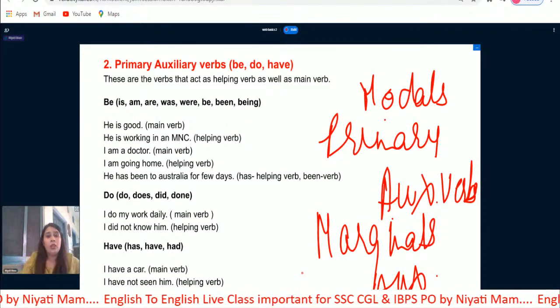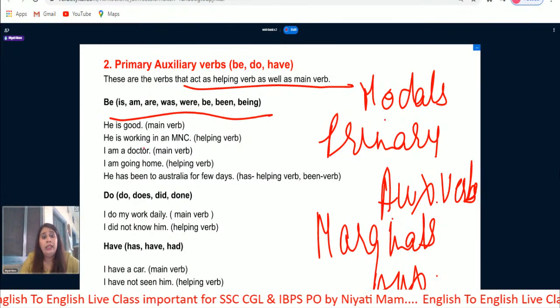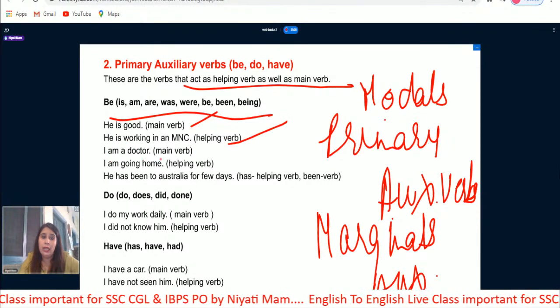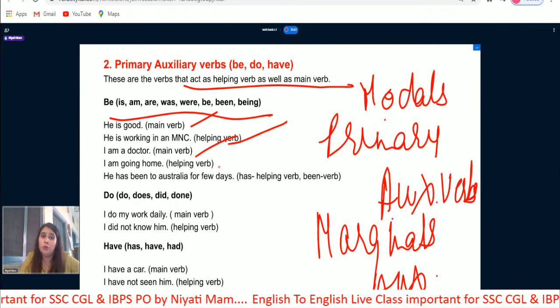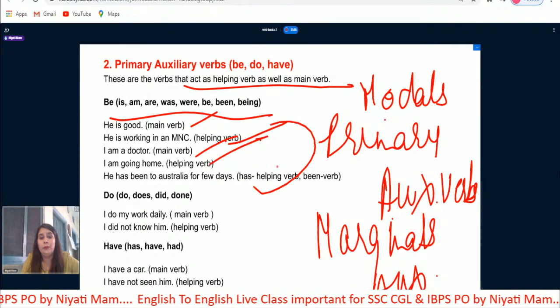These are the verbs that act as helping verb as well as main verb. He is good, main verb. He is working in see, helping verb. I am a doctor, main verb. I am going home, helping verb. He has been to Australia for a few days, helping verb.